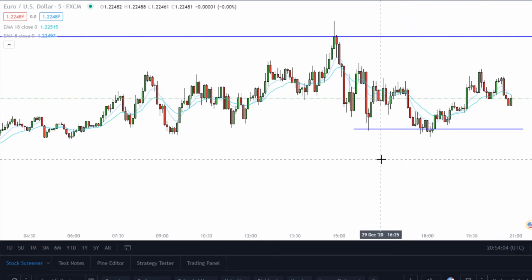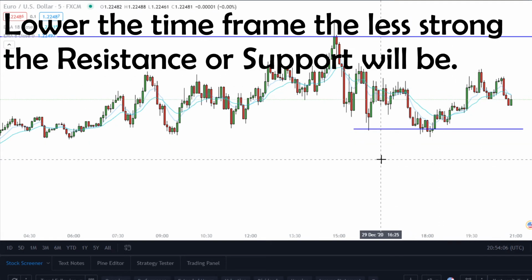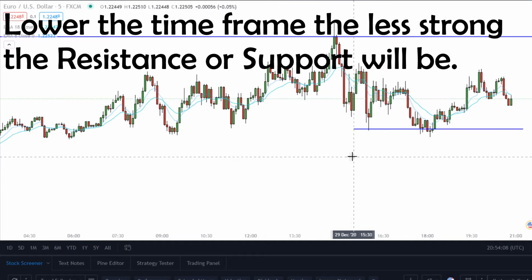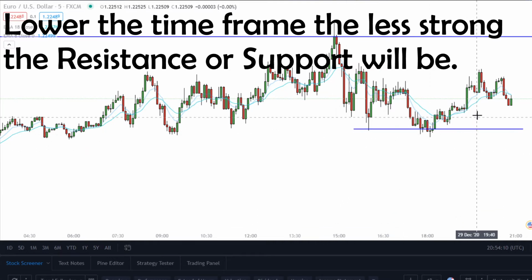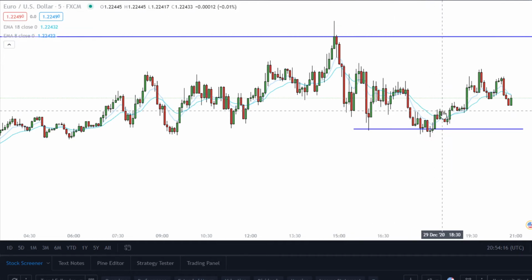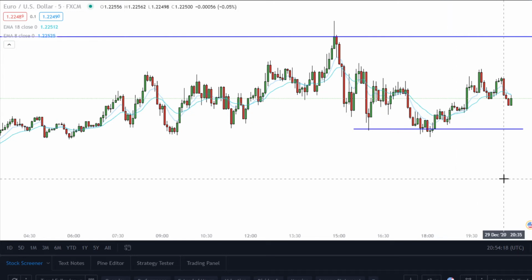The lower the time frame, the less respectable the areas of value are going to be. Price is easily going to push through them. They're not going to respect them at all. So some people here might have drawn a resistance here because, okay, we've got support there and resistance here, so people might think it's going to respect it, push down and go lower. But no, as you can see here, it just breaks straight through.